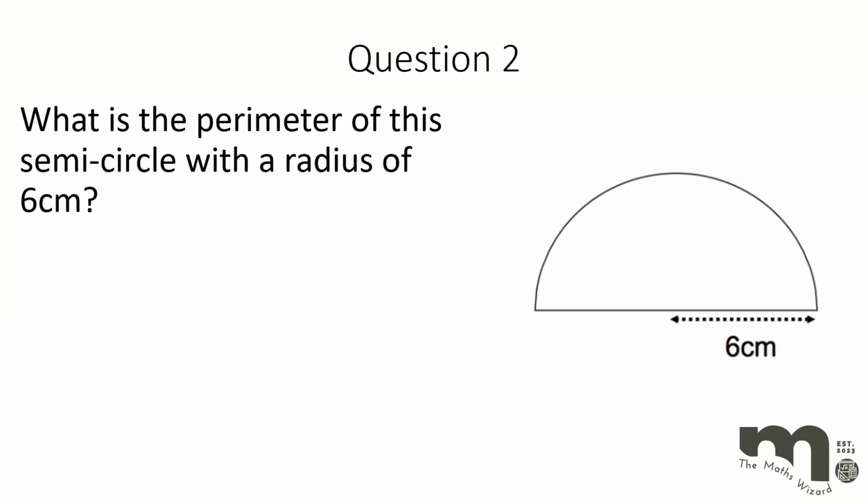So here is your second example on semicircles. I want to know what the perimeter of this semicircle is, and this time it has a radius of 6 centimeters.